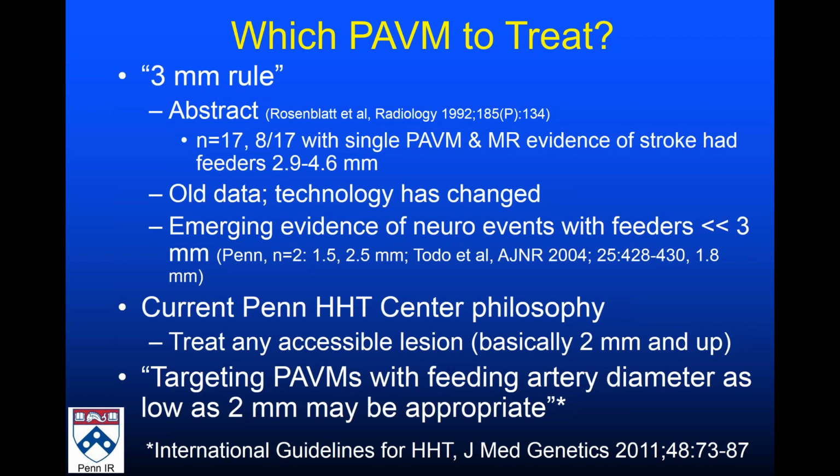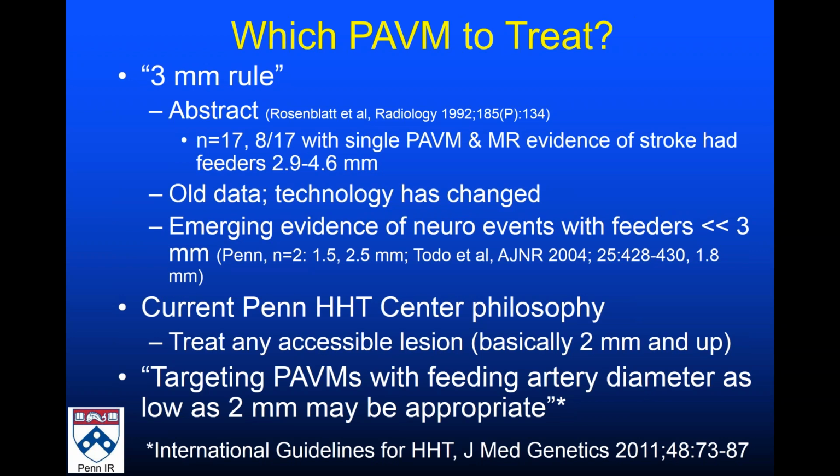Now, there's something that's been out there for a long time, the 3 millimeter rule, which is something that people have used to try to figure out which PAVMs to treat. This dates back over 25 years ago now, to a small study that was done at Yale by Mel Rosenblatt, who was actually a fellow with me at Johns Hopkins. They looked at a small number of patients, and they showed that patients that had a feeding artery of 2.9 millimeters or higher were more likely to have evidence on an MRI of a prior stroke. And that kind of became known as the 3 millimeter rule.